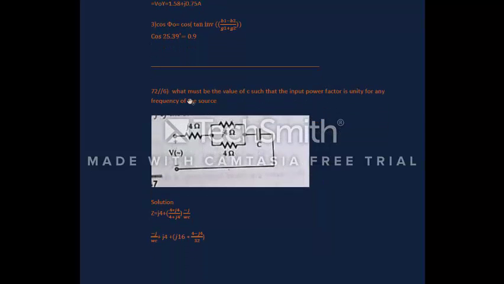The next question asks, what would be the value of C such that the input power factor is unity for any frequency of the source. So this is the given circuit diagram. Let's see the solution. The impedance is equal to J4 plus 4 into J4 upon 4 plus J4, minus J upon omega C.